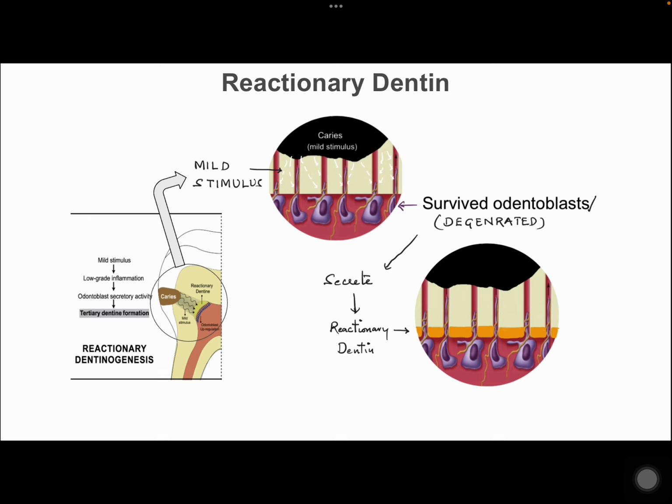which survived the impact will produce or secrete a special type of dentin called reactionary dentin. As you can see in the picture, this is the reactionary dentin which is produced in response to the caries attack.